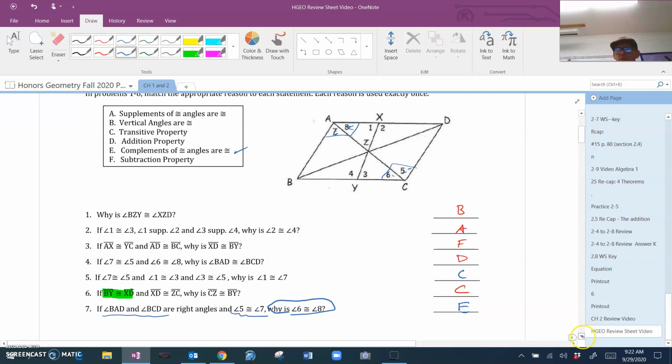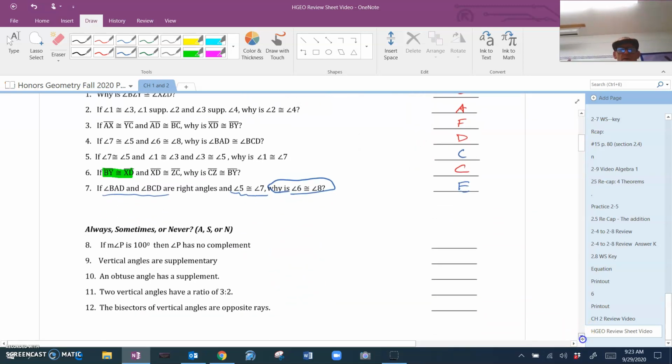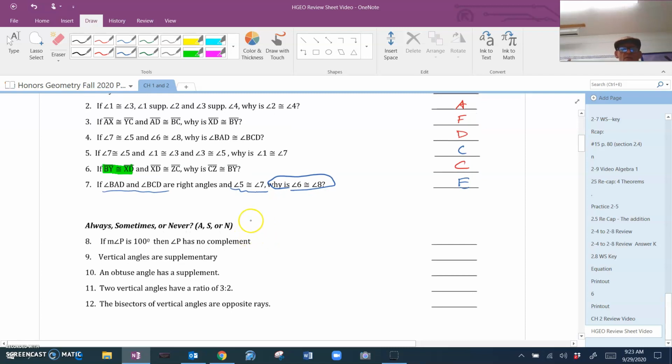Alrighty, so yeah, awesome. Moving on. This is an always, sometimes, or never. If it's always true, it's always. If it's only sometimes true, it's sometimes. And if it's false, it's never true. So if angle P is 100 degrees, then angle P has no complement. That's always true because the complement of an angle is always going to be less than 90 degrees.